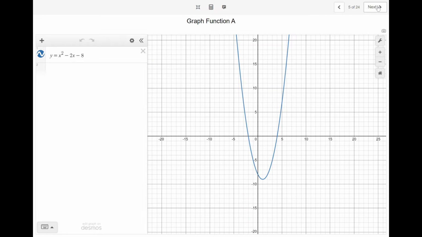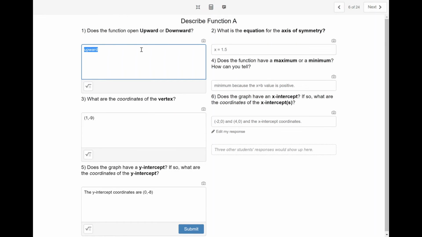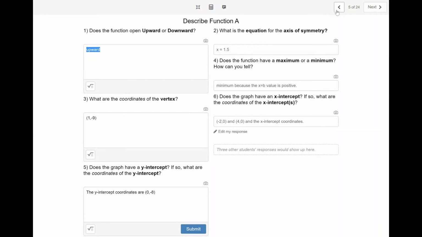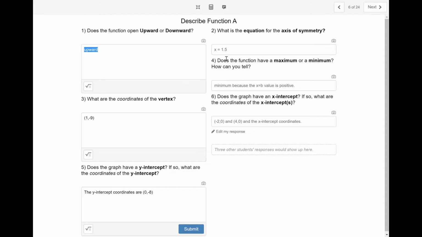So then if I go to the response, we're just going to try to improve these responses the best we can. So notice that the student put that it goes upward. Okay, if you check here, it does go upward. Okay. All right. Now, the axis of symmetry.